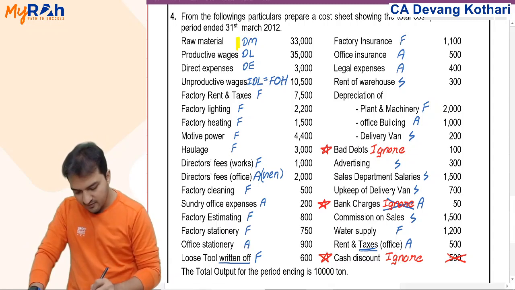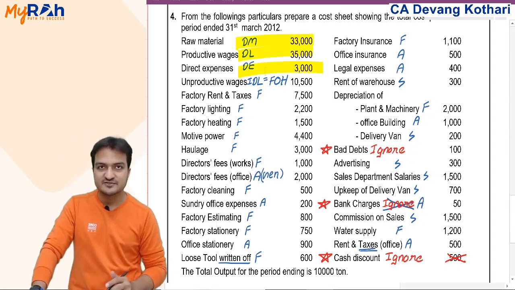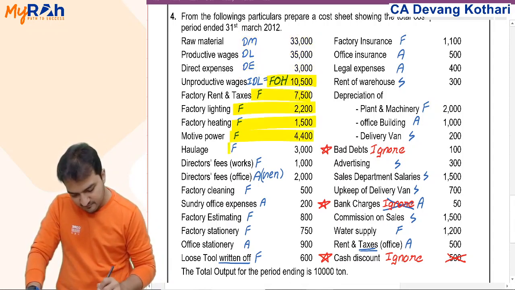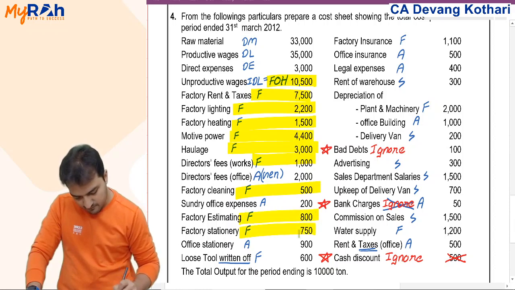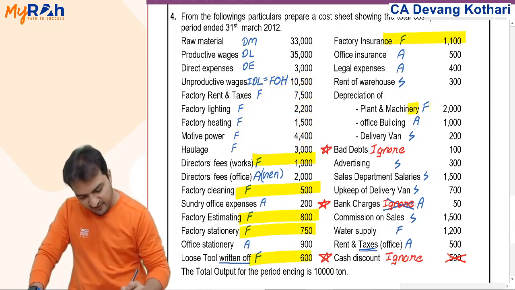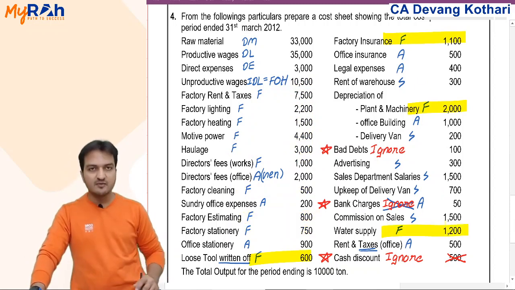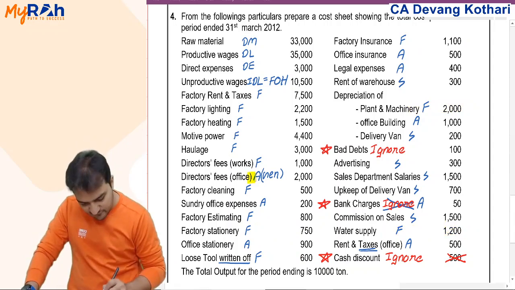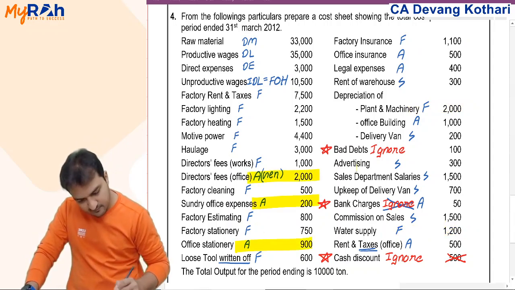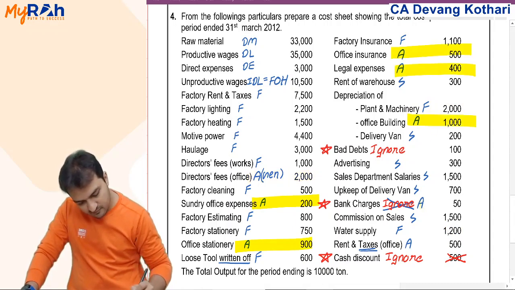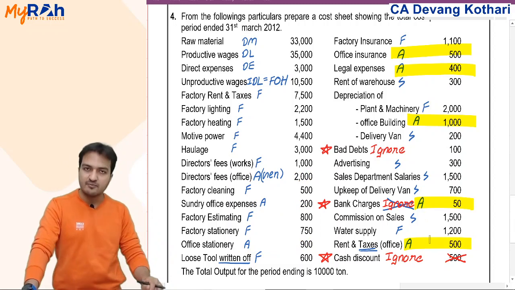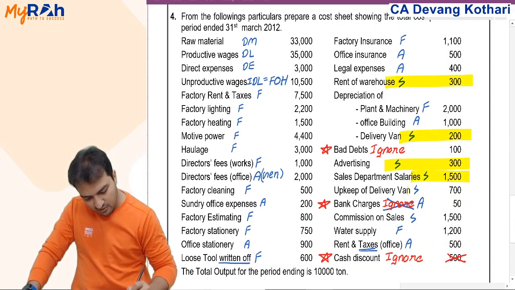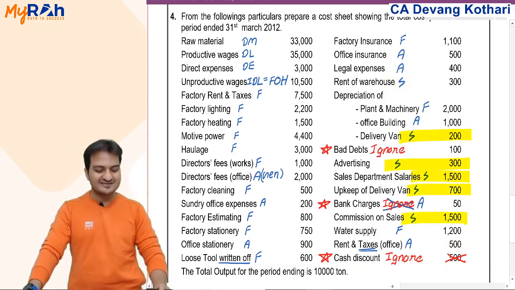Well, direct material, direct labor, direct expenses, you put as it is. Then all items which you classified as factory overheads, add them up and put the total under factory overheads. Then all items which we said admin overheads, add them up and put them in your cost sheet as admin overheads. And the last, all those items which I said as selling overheads, you add them all and put them in your cost sheet as selling overheads.